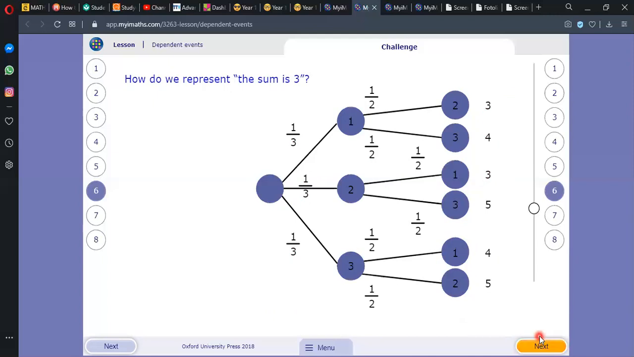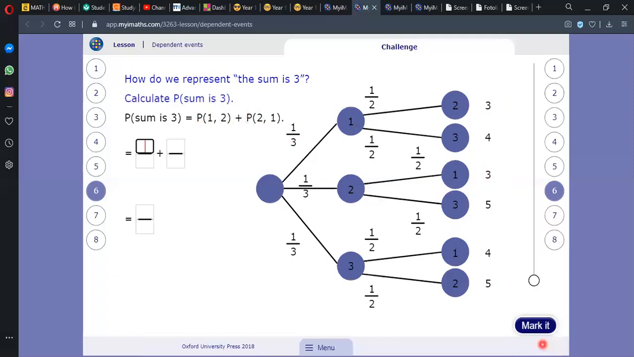Now, how do we represent the sum is 3? The probability of the sum is 3, we write it this way, P bracket sum is 3, equals the probability of 1 and 2 plus the probability of 2 and 1. You can see that 1 and 2 give a sum of 3, 2 and 1 give a sum of 3. Like I said, I would have preferred to write this using the words and. Guys, remember that. So, why are we using plus? Because it is either this one, 1, 2, that gave the sum of 3, or 2, 1 that gave the sum of 3. So the or there changes to addition when we split out the probability.